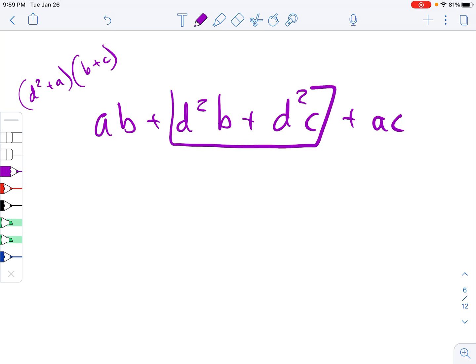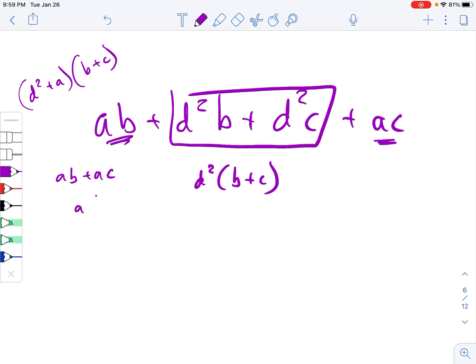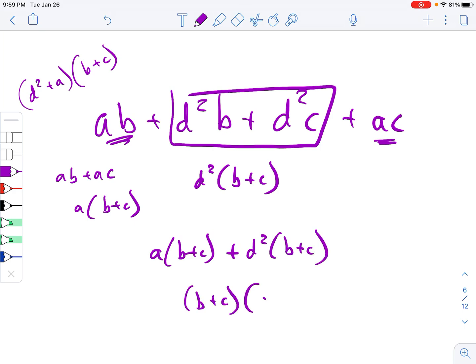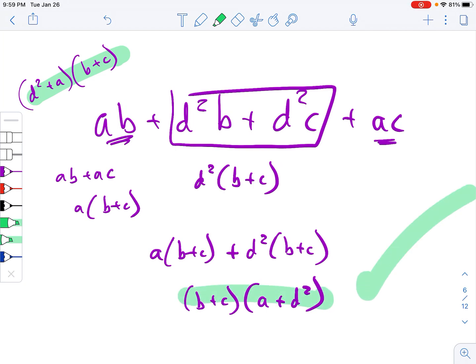What if I wanted to combine these ones? What if I did d squared times ab plus ac? And now this ab and the ac, I'm going to combine these. So if I factored out an a, I'd get a times b plus c, plus d squared times b plus c, which would give me b plus c times a plus d squared. Is that the same as this? Yes. So it's rare, but it's nice when you're factoring by grouping and it actually doesn't really matter which ones you group together.